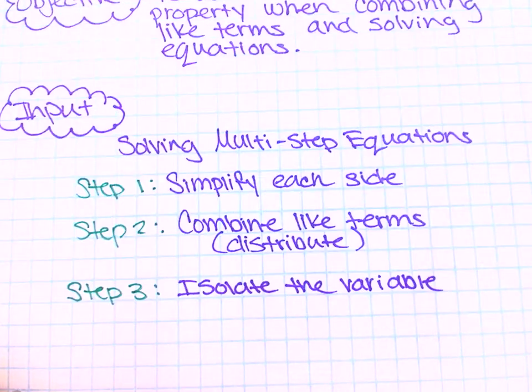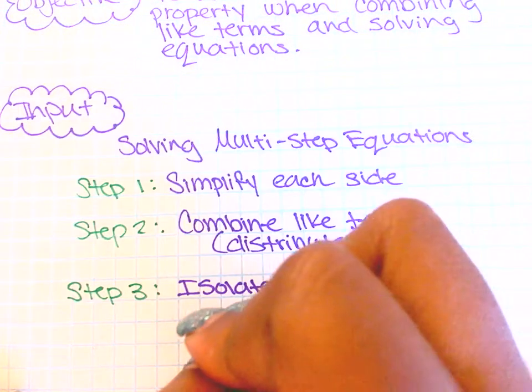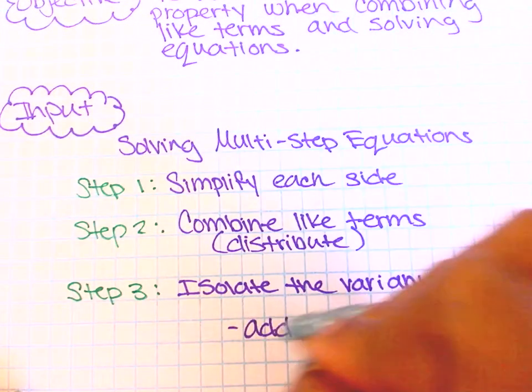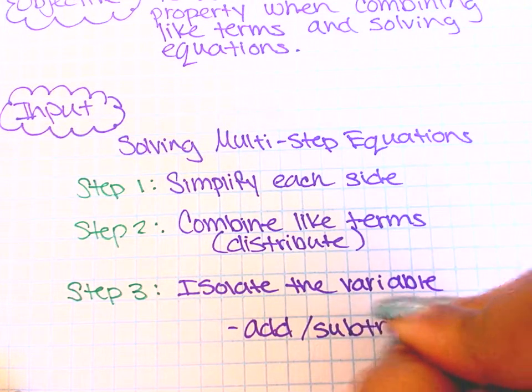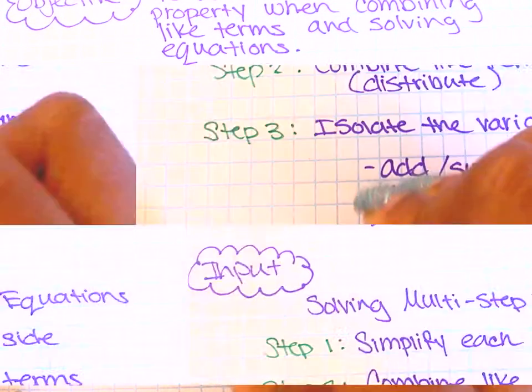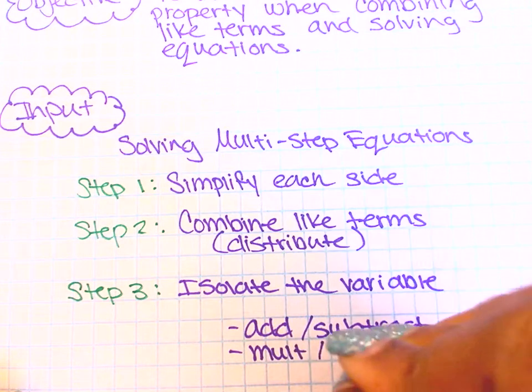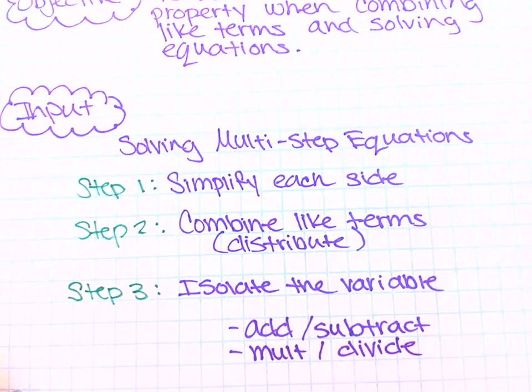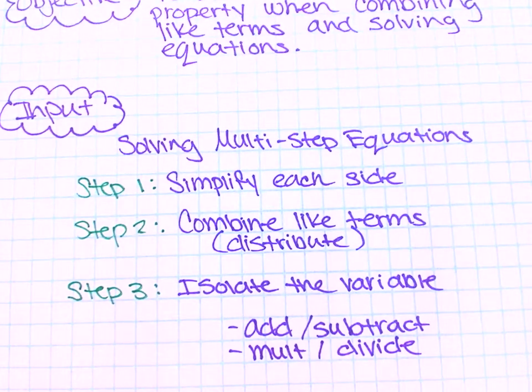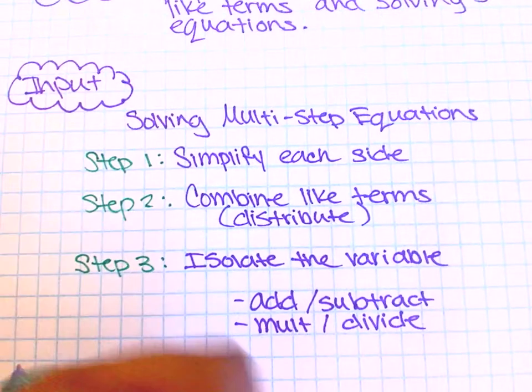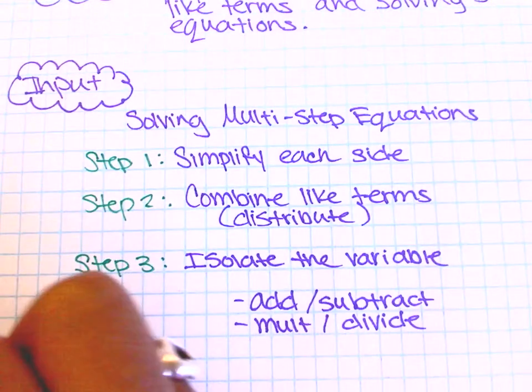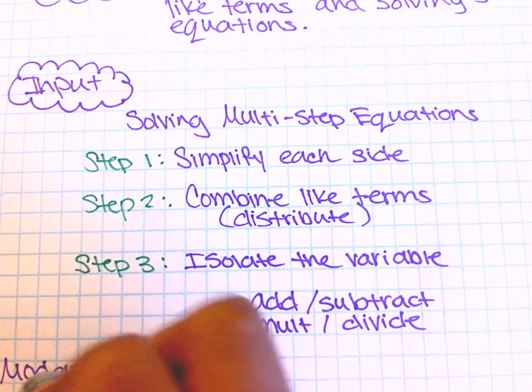Now, isolating the variable, we know from yesterday, means that we're going to add or subtract first, and then we're going to multiply or divide. Remember the PEMDAS, order of operations, is opposite. Those are the 3 steps. So it's like the same thing as yesterday, just adding one more step. Okay? All right, let's just move on straight to modeling without shutting down the runway today.